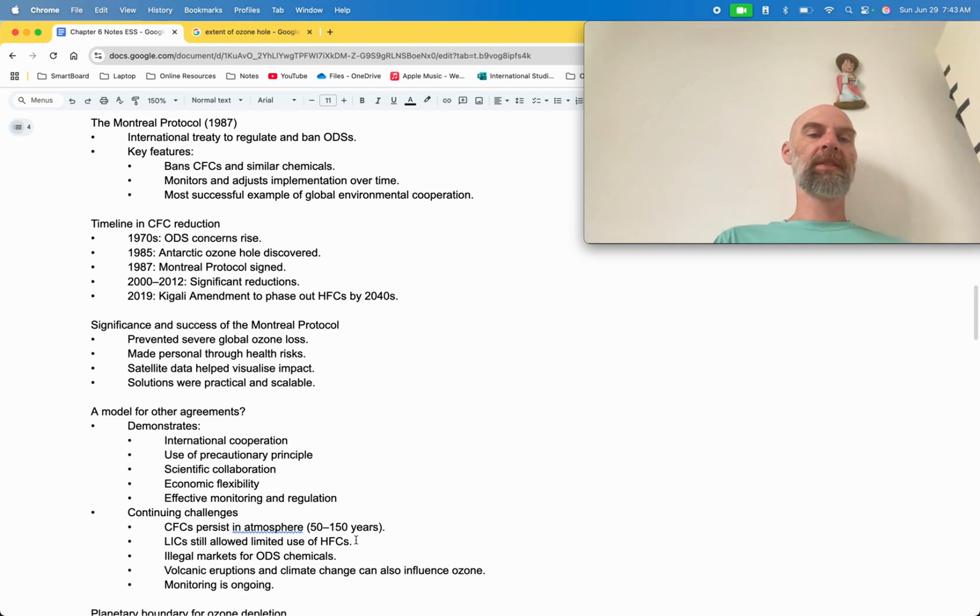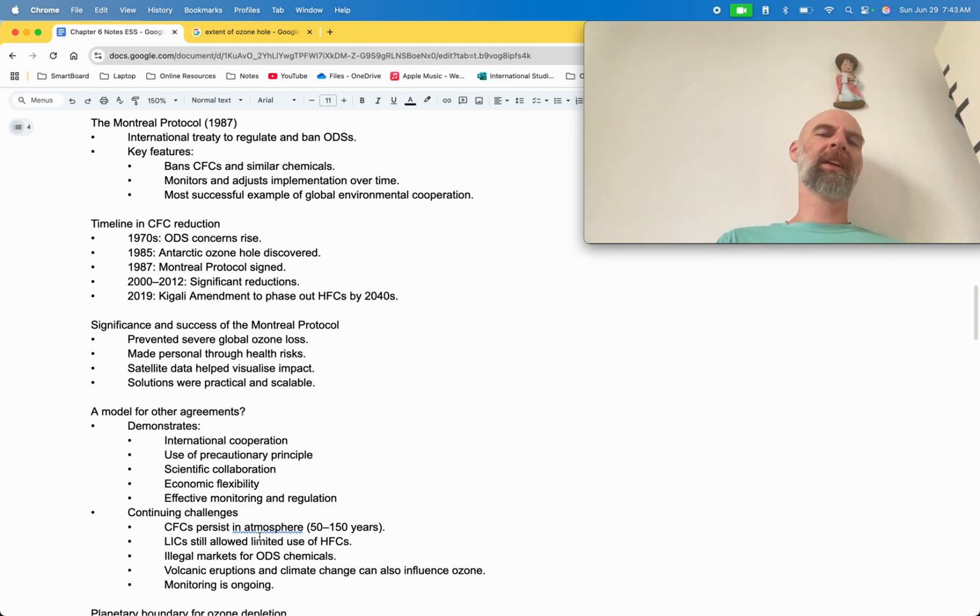Significance and success of the Montreal Protocol: it prevented severe global ozone loss. So, it made it so that didn't happen. Made personal through health risk. Basically, what they mean by that is when you start affecting everybody's health, everybody's like, maybe we should get together and do something about this. It's kind of screwing us all.